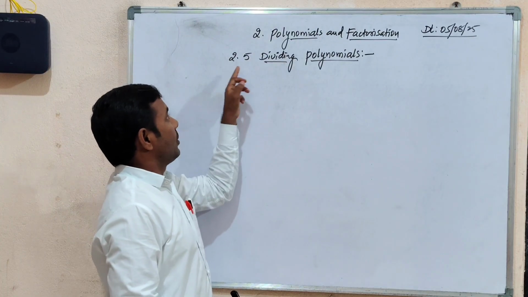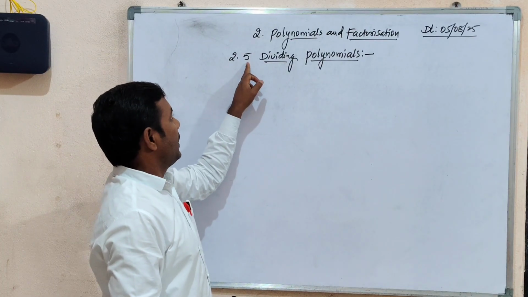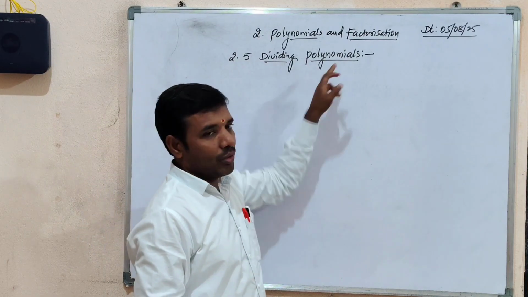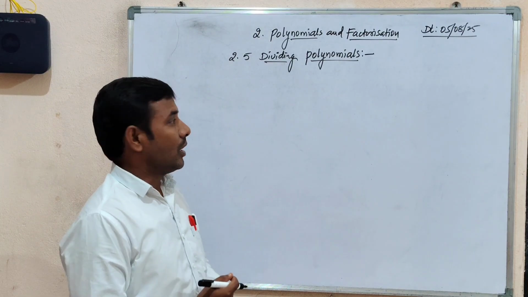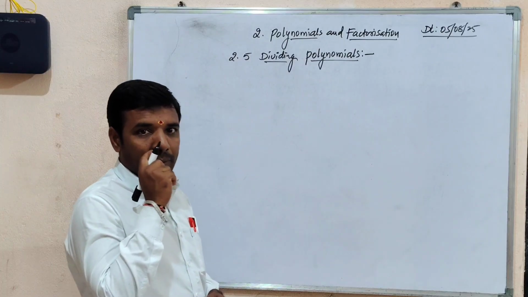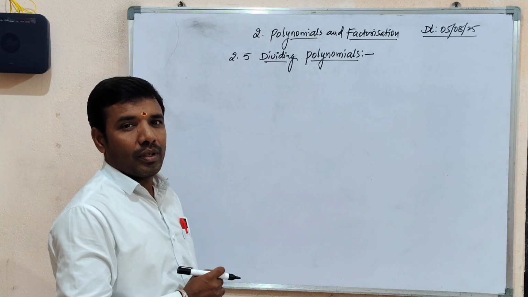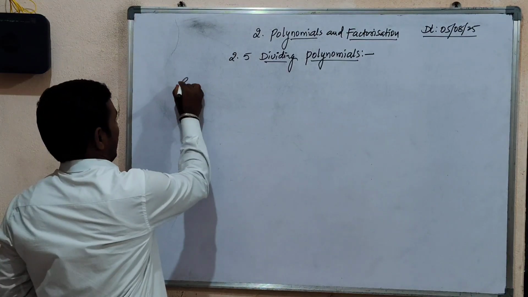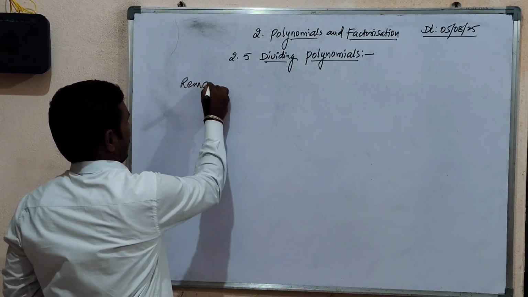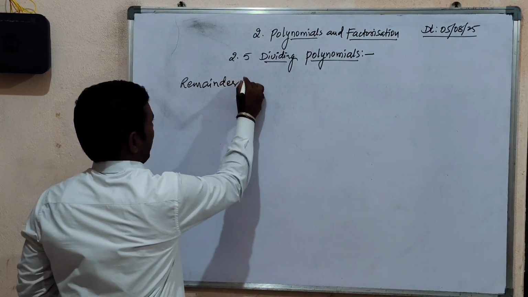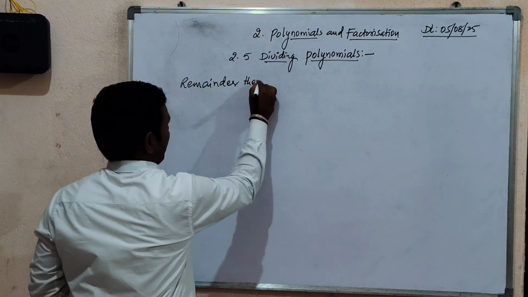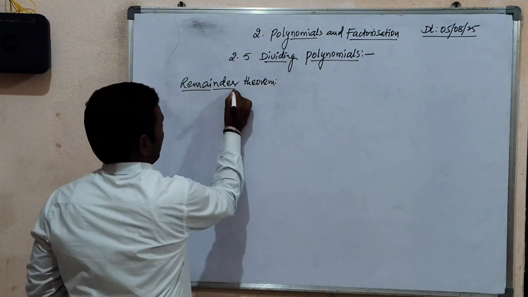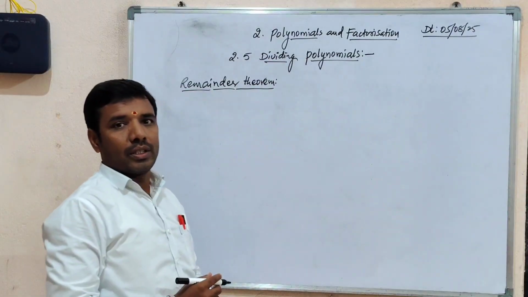In that, the fifth subtopic is 2.5. Its name is dividing polynomials. Now today we want to discuss the remainder theorem under this title. Actually, what is the remainder theorem?